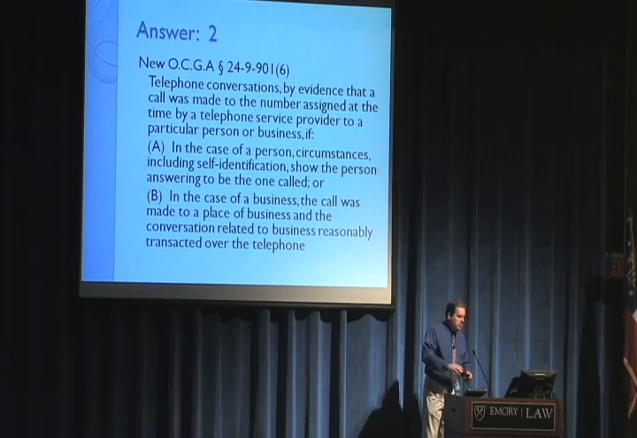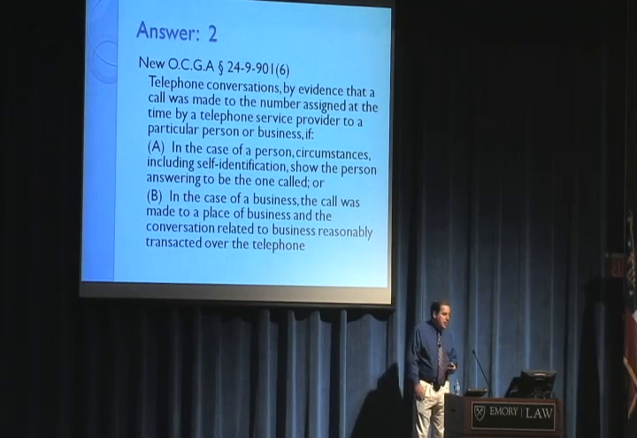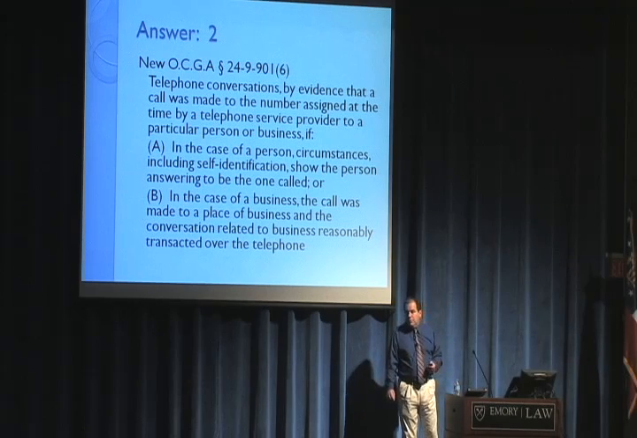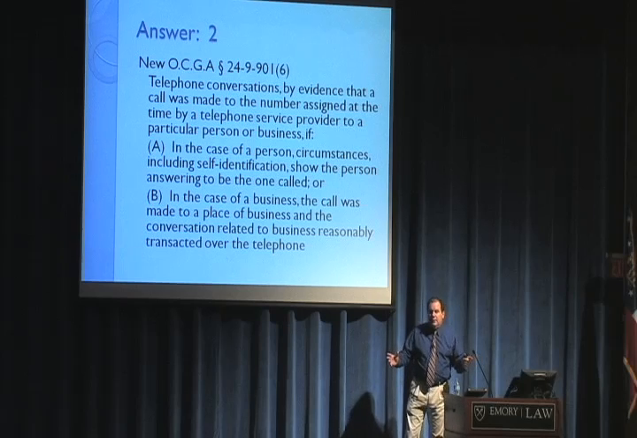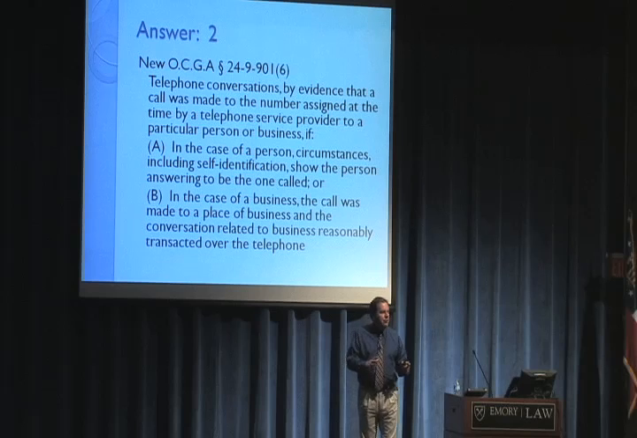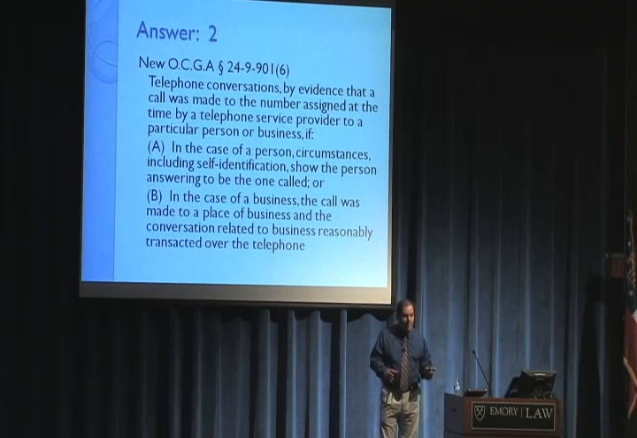In the case of a business, if the call was made to a place of business, and again, the content of the conversation related to business reasonably transacted over the phone, that's going to admit it. So what you're going to see here under the new rules, the federal rules, is that authentication of things like phone calls and emails, et cetera, is going to be easier.